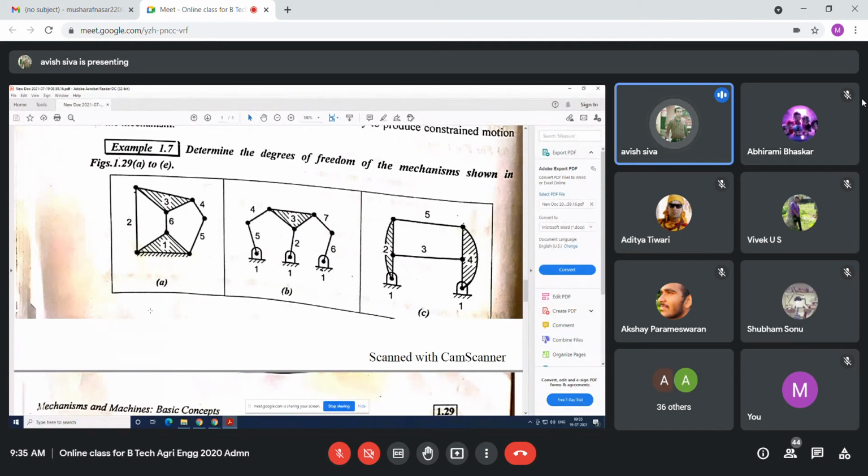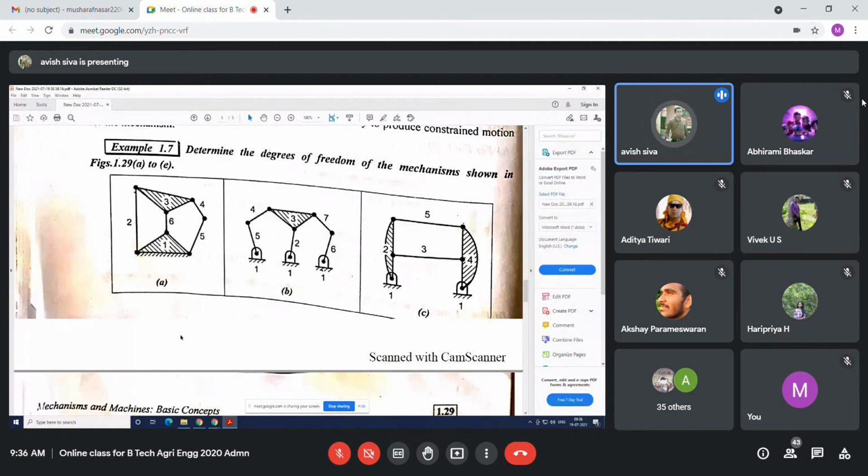Substitute and you will get number of degrees of freedom is equal to... anyone? Number of degrees of freedom. 1. Number of degrees of freedom will be equal to 1.